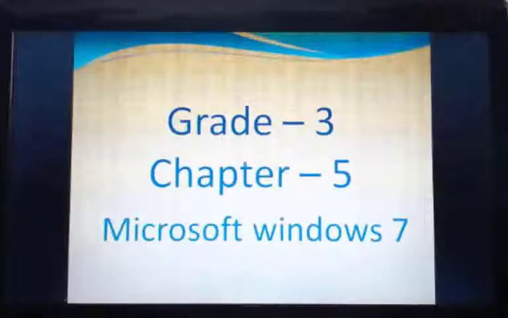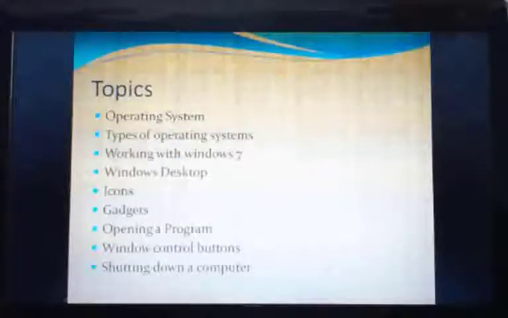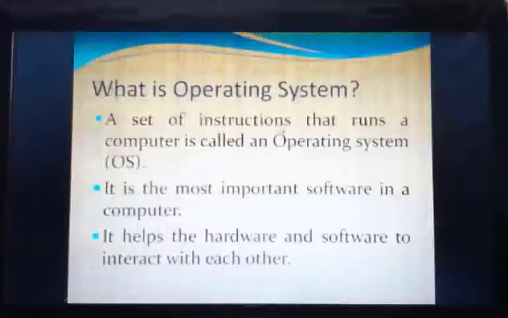Today we'll start with the next chapter, that is chapter 5, Microsoft Windows 7. So these are the topics we are going to cover today in this chapter: operating system, then types of operating system, working with Windows 7, Windows desktop, then icons, gadgets, opening a program, Windows control buttons, then shutting down a computer. Then we'll see these topics one by one in detail.